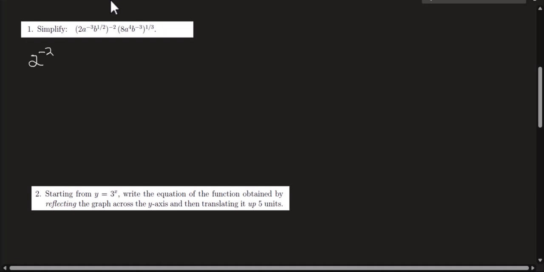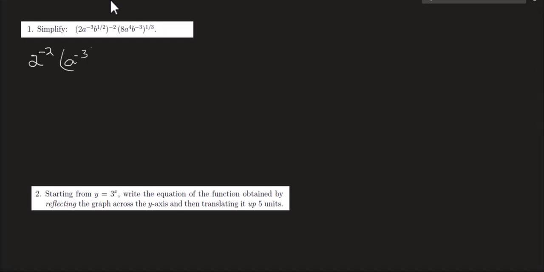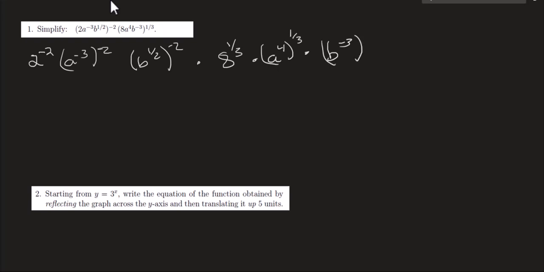So it's 2 to the minus 2, a to the minus 3, to the negative 2, and b to the 1/2 to the negative 2 times 8 to the 1/3 times a to the 4th to the 1/3 times b to the negative 3 to the 1/3.